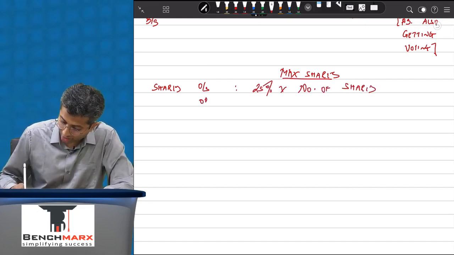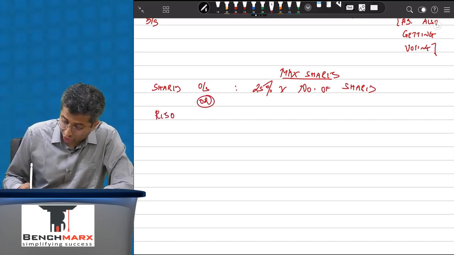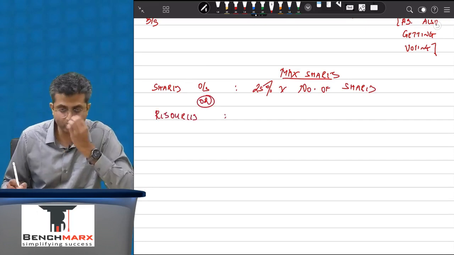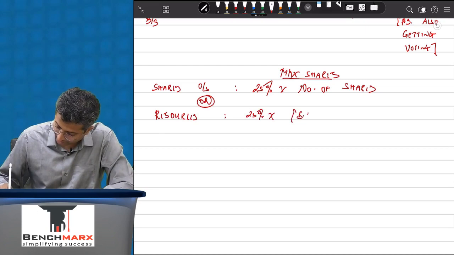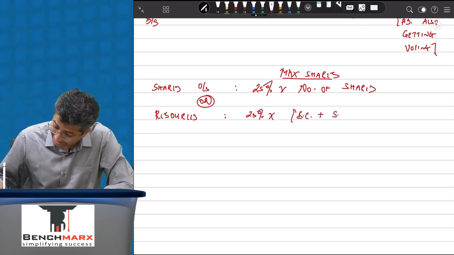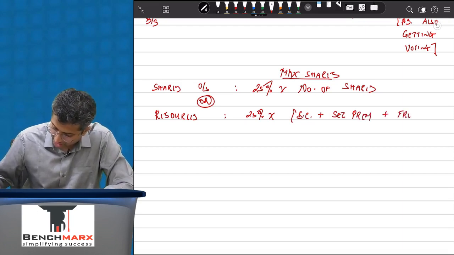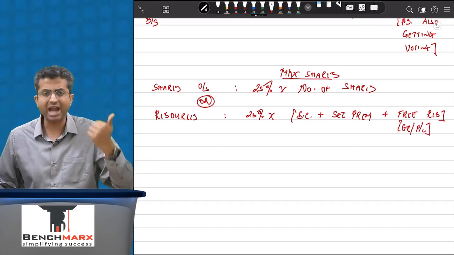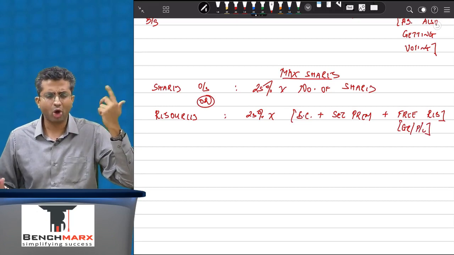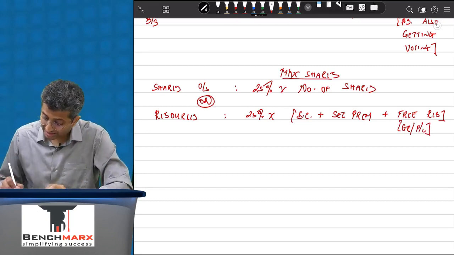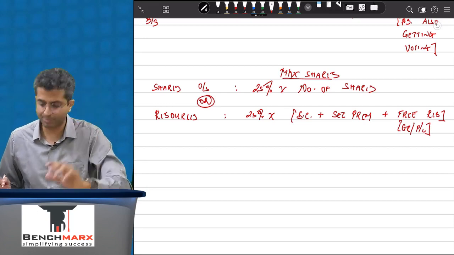Or the resources test, where how much maximum money can you dedicate towards a buyback? Well, that is 25% of the paid up share capital plus securities premium plus the free reserves. Free reserves would mean general reserve, revenue reserve, profit and loss, which are freely available for distribution as dividend. Items like revaluation reserve, infrastructure development reserve, or capital reserve do not qualify over here. So this will give you the maximum rupee value that you can spend behind the buyback.